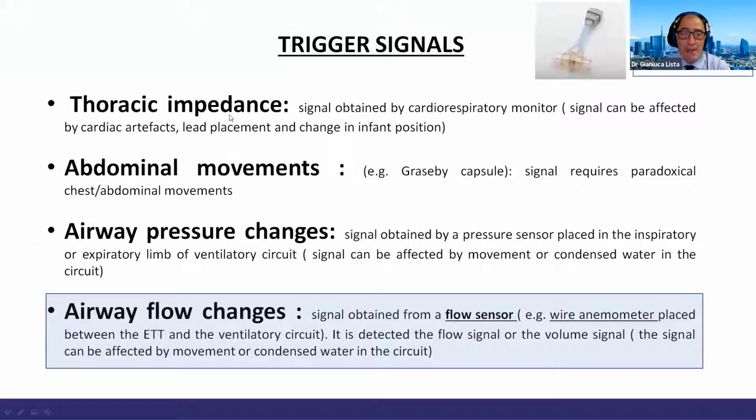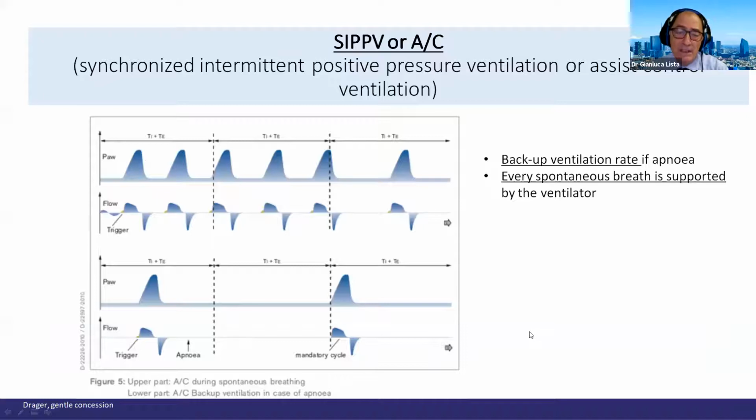In the past, many modalities of synchronization were used in mechanical ventilation, but only the use of flow sensors seems to be the most important modality to synchronize the patient with the ventilator, using, for example, a hot-wire anemometer that is placed between the endotracheal tube and the ventilator circuit. Using this modality of synchronization, we have some important modalities of mechanical ventilation. The first one is SIPPV, or assisted control, in which the neonatologist sets a backup ventilation rate and where every spontaneous breath is supported by the ventilator.